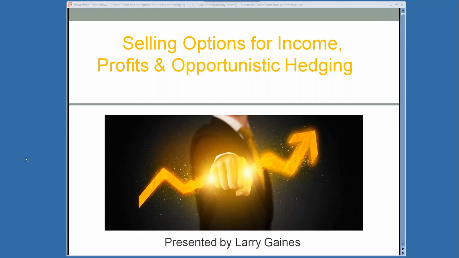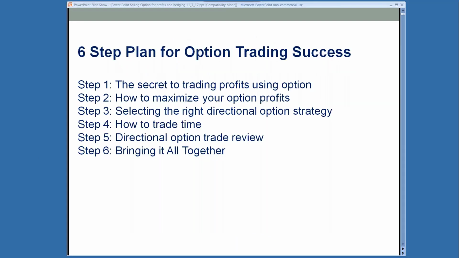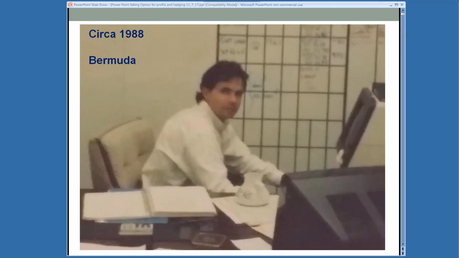So hopefully you'll learn something about the way I like to look at trading the markets based on direction and options. So this presentation is selling options for income, profits, and opportunistic hedging. So we're going to look at a 6-step plan for option trading success. Step 1, the secret to trading profits using options. 2, how to maximize your option profits. 3, selecting the right directional option strategy. 4, how to trade time. And 5, directional option trade review. And then how do you bring it all together so you can start using it in your own trading.